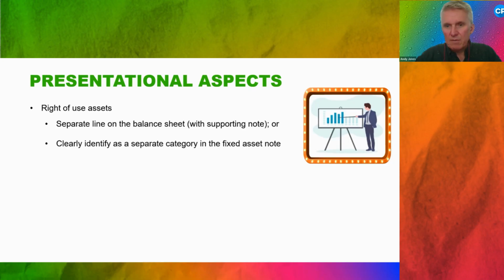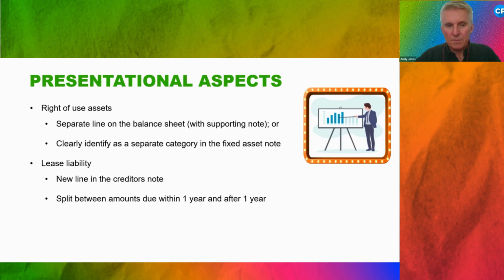You're then obviously going to have the lease liability. This is going to be a new line in your creditors note. Again, you could have a separate creditor or just a new line in the creditors note. And also this lease liability, depending on the period of the lease, is going to be split between amounts due within 1 year and after 1 year. So again, it's going to have a little bit of an impact around creditors, balance sheet, that sort of thing. So that's what the balance sheet will look like.